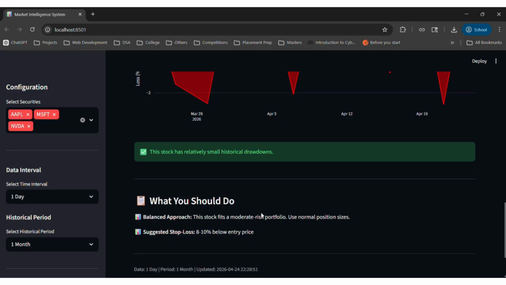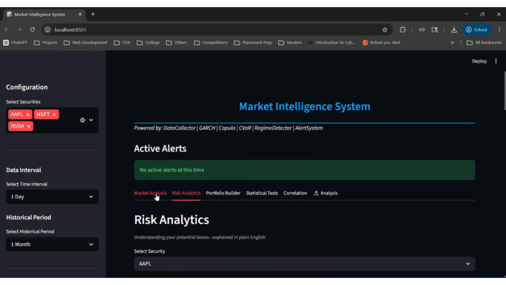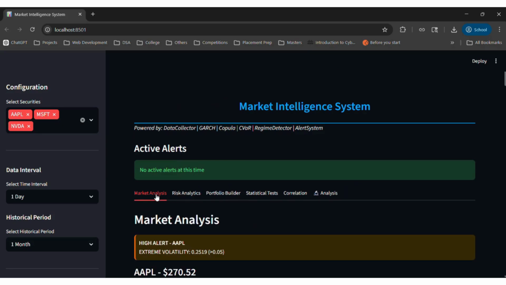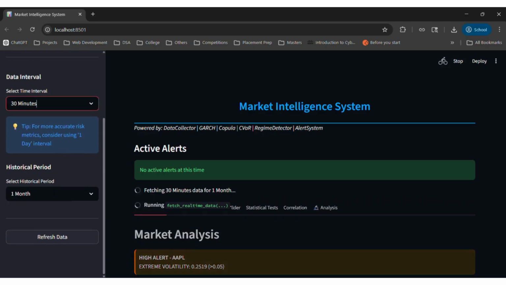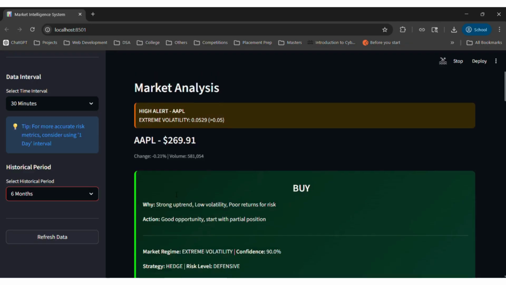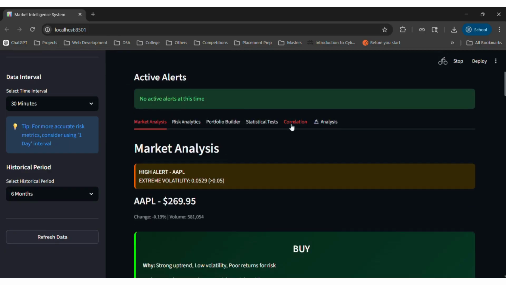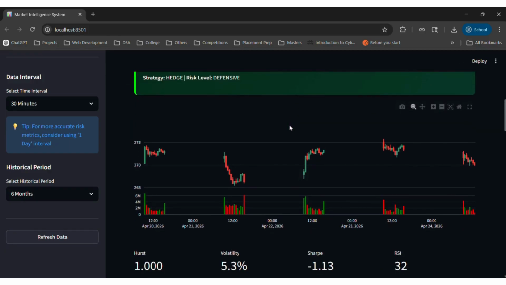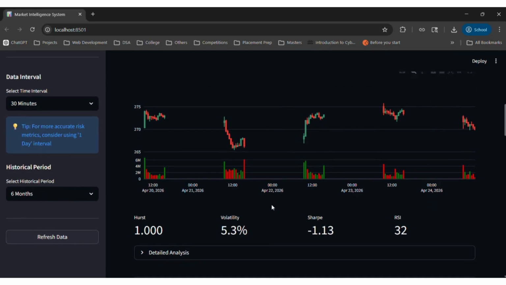An important aspect of the system is that all of this analysis is based on real-time data. As new data is fetched, features update, risk metrics update, and portfolio recommendations adapt. For example, if we change the time interval from 1 day to say 30 minutes, and from 1 month to let's say 6 months, the data is fetched in real time. As we can see, the data has been updated. The data is now for a 30 minute time interval for 6 months.